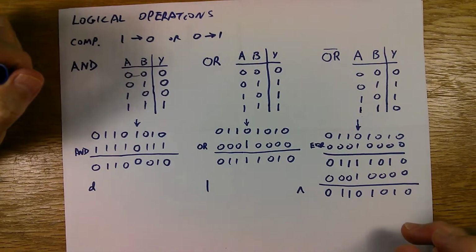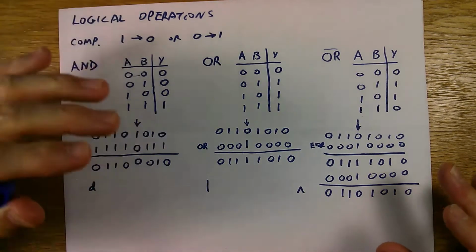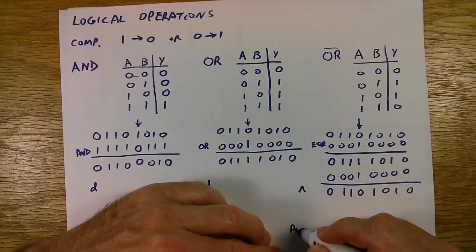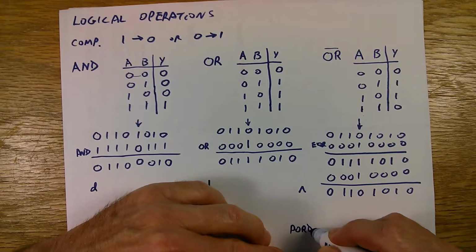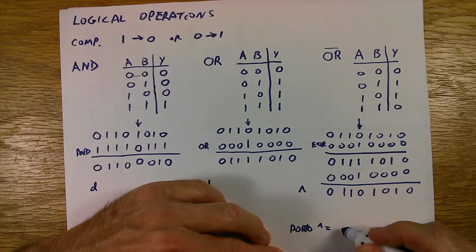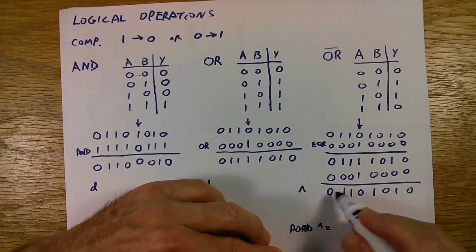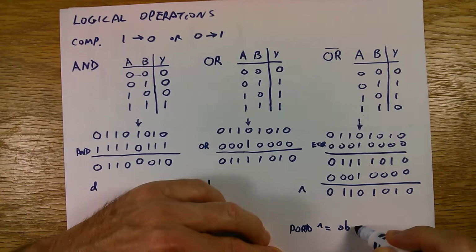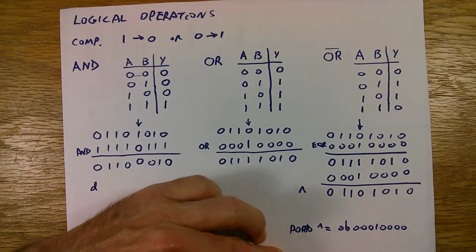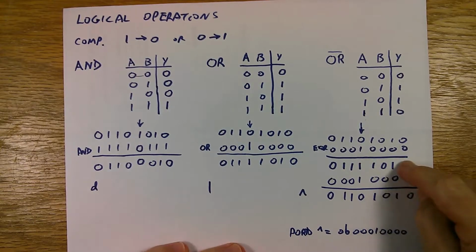Say you wanted to toggle the I/O pin here, so you could go PORTD exclusive OR equals, whatever we got here, 0b00010000, and that is doing the same thing as here.